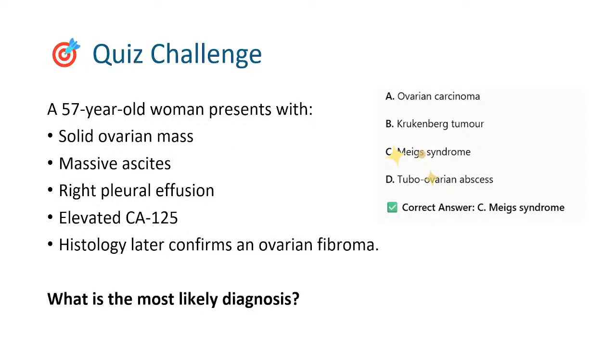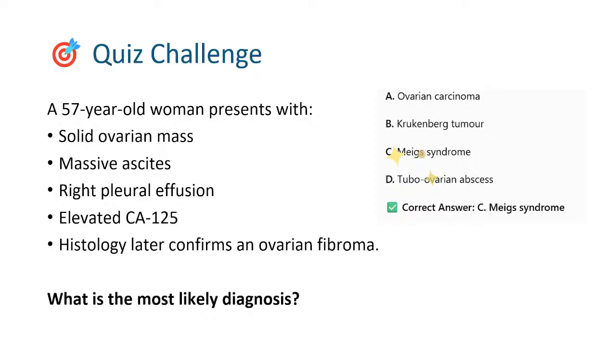So now, the quiz challenge for you guys. A 57-year-old woman presents with a solid ovarian mass, massive ascites, right pleural effusion, elevated CA125. Histology confirms an ovarian fibroma. What is the most likely diagnosis? A. Ovarian carcinoma. B. Krukenberg tumor. C. Meigs' disease. D. Tubo-ovarian abscess. So our correct answer is C, which is Meigs' disease.